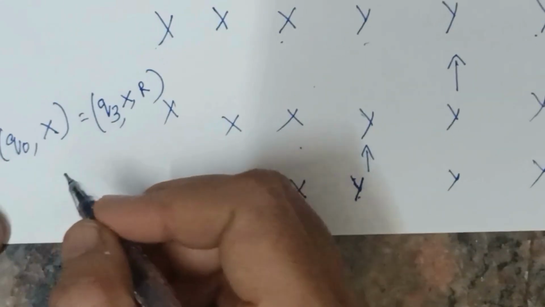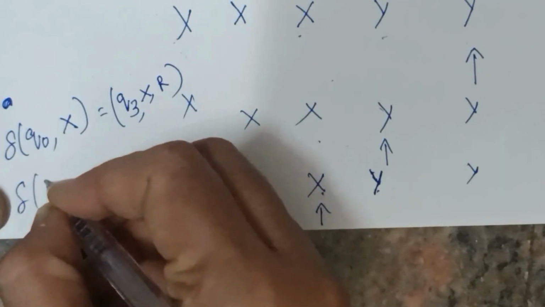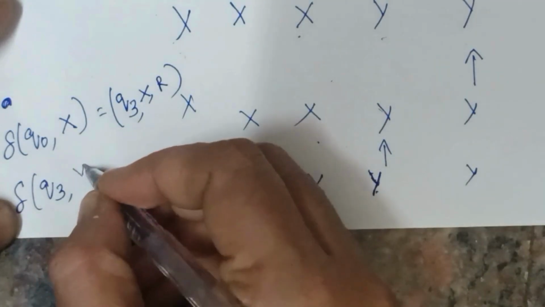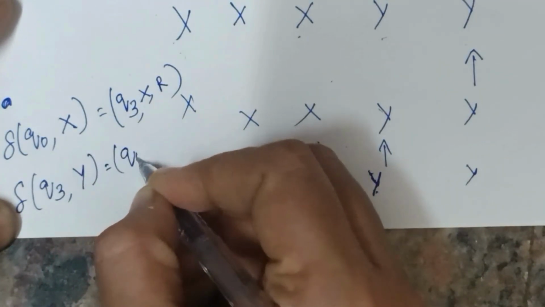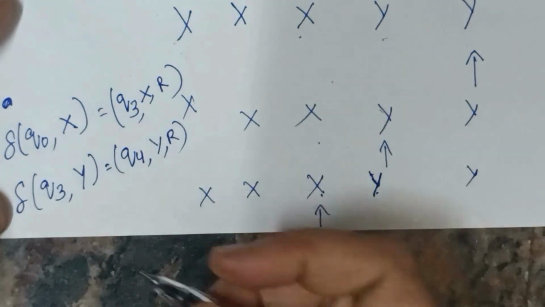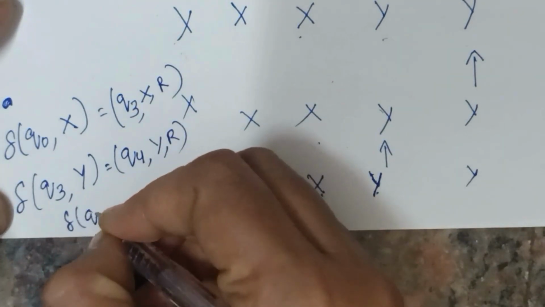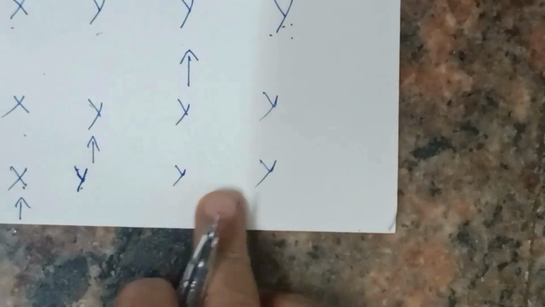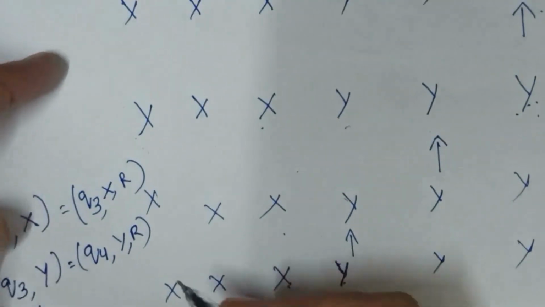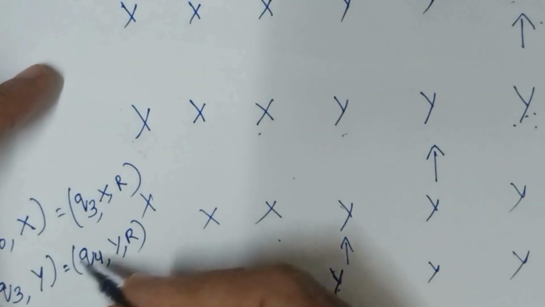Okay. Next, one more transition we should write, delta of Q3. What symbol did we get? Y. So read Y, change the state to Q4, write Y and move to right. Next will be delta of Q4. Same task will be performed. Read Y, write Y. At the end we have a blank symbol. So read Y, write Y and move to right.